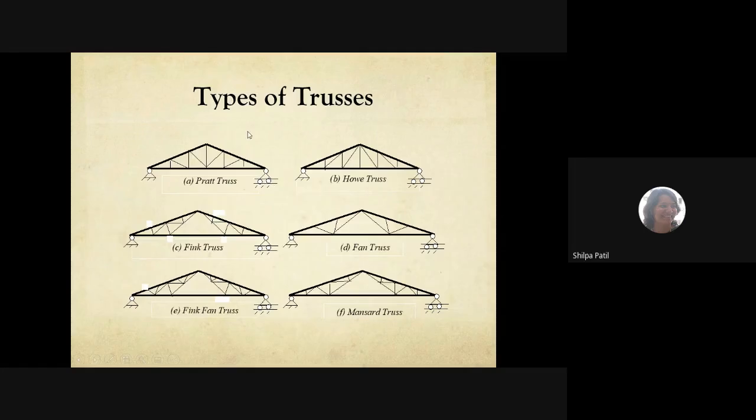Okay, so this is the most commonly used Pratt type of truss, that it consists of vertical and inclined members along with the outer triangle. Now outer triangle means these are the top chord members, which are also called as principal rafter, and this is the bottom chord member, which is also called as a tie member.